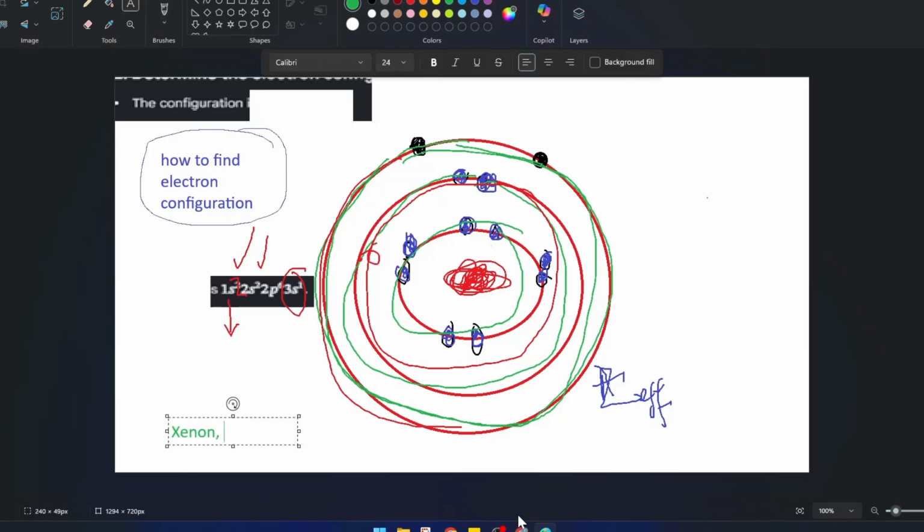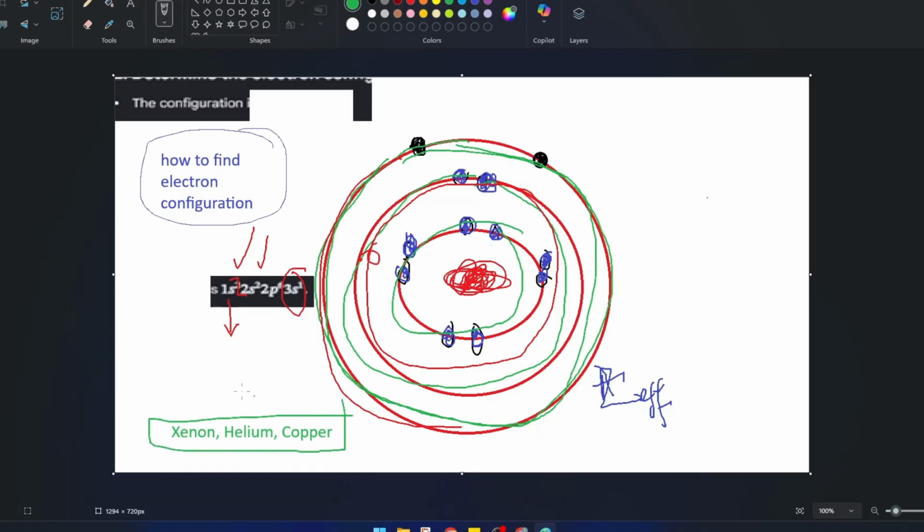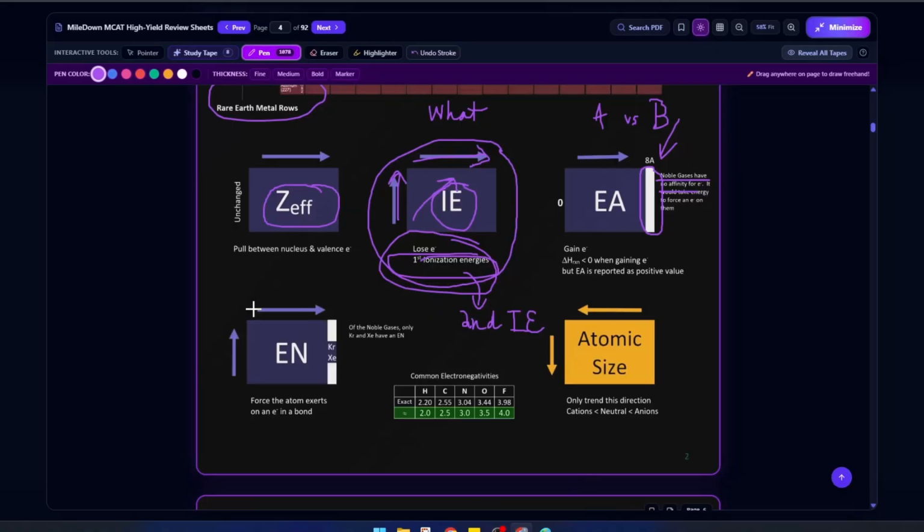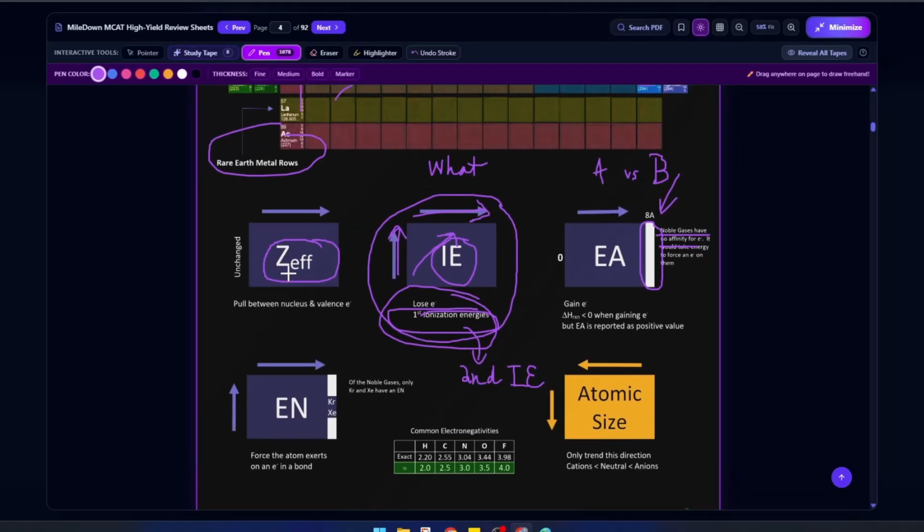So if I give you xenon and then, I don't know, helium, and then let's say I gave you copper, a practice question will typically give you 3 elements, and then you would have to rank them from lowest to highest or highest to lowest. You have to rank them in terms of whether they have high or low effective nuclear charge, whether they have high or low ionization energy or second ionization energy, whether or not they have high or low electron affinity. Do they have affinity for an electron?